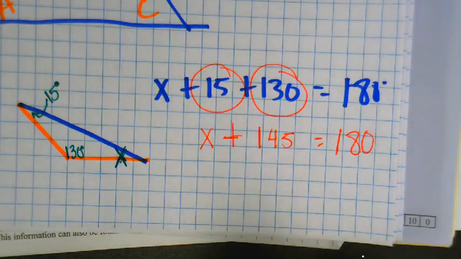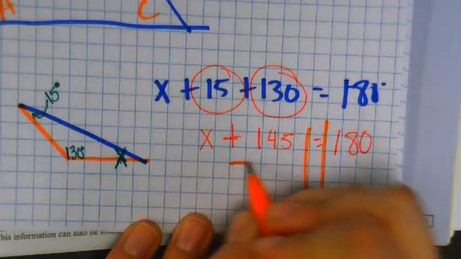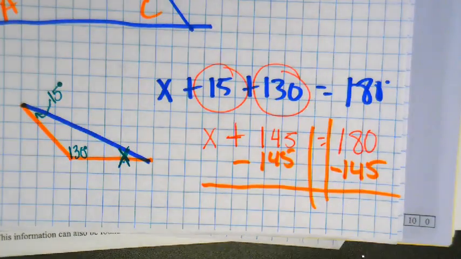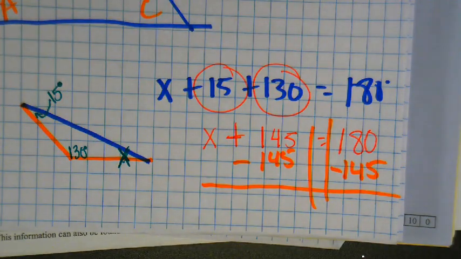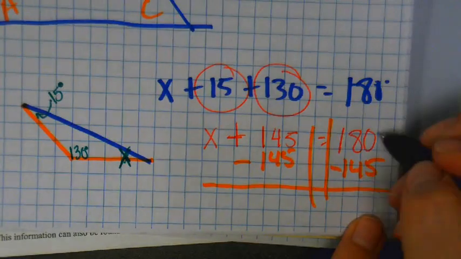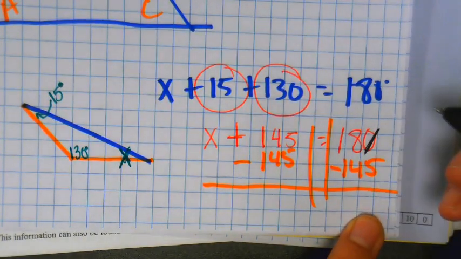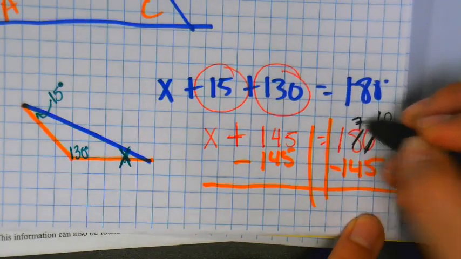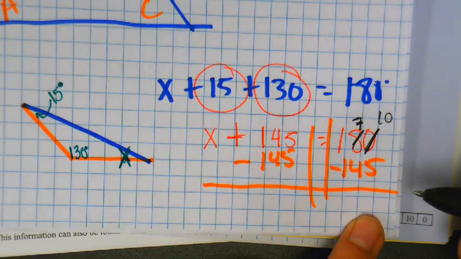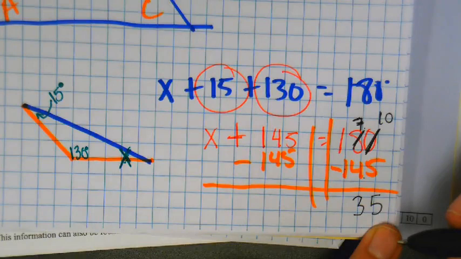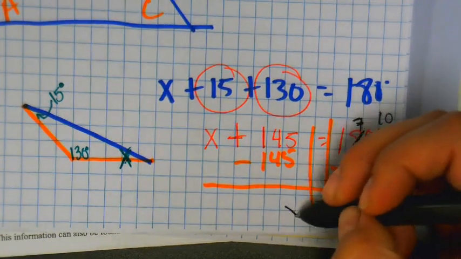Now we're going to draw our bars. Minus 145, minus 145. Biggest problem that students have with these types of problems is the borrowing. That's the number one issue we're seeing with the students. What does the 0 become? 10. What does the 8 become? 7. All right. 10 minus 5? 5. 7 minus 4? 1 minus 1? 0. So, X equals 35.